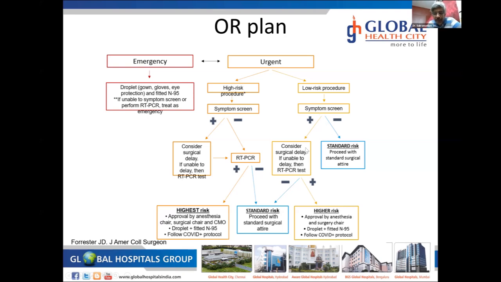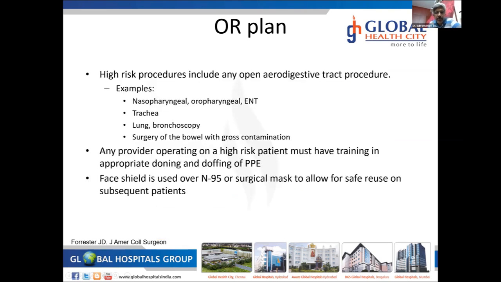If there is surgical delay, then you can think about doing an RT-PCR. If it is negative, go with standard surgical risk. If it is higher risk, then obviously think of it as a COVID theater. If this is a high-risk procedure, then you can definitely think about doing an RT-PCR, and if it is positive, go for a high-risk situation. And if it is negative and you really think there's no possibility of COVID, then you go for a standard risk procedure.